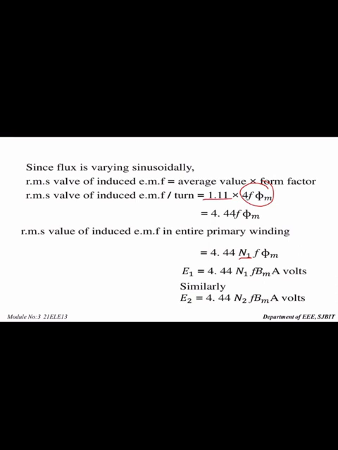Either we can keep this as the final equation, or we know what phi m is. Phi m is given by the maximum flux density into the area. So you can replace phi m by Bm into A, and it will become E1 equals 4.44 N1 f Bm A. Similarly, you can write the equation for E2 also, which is given by 4.44 N2 f Bm A in volts. This is the EMF equation for a transformer.